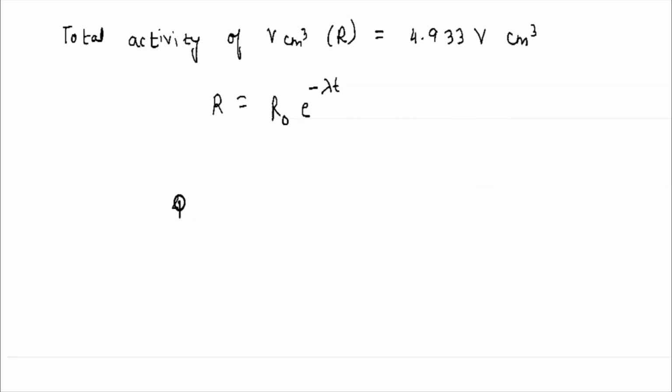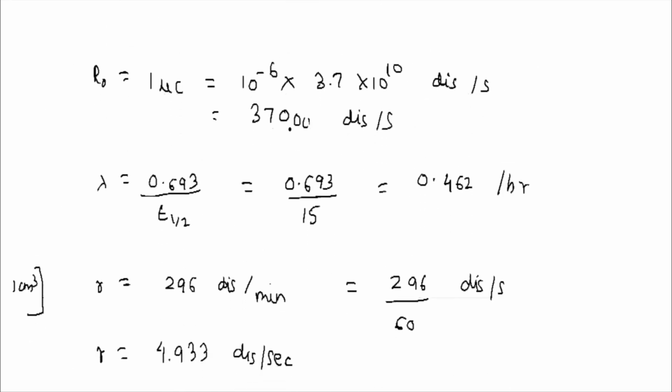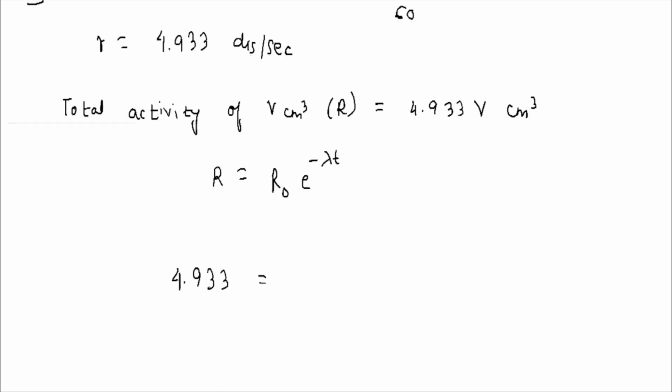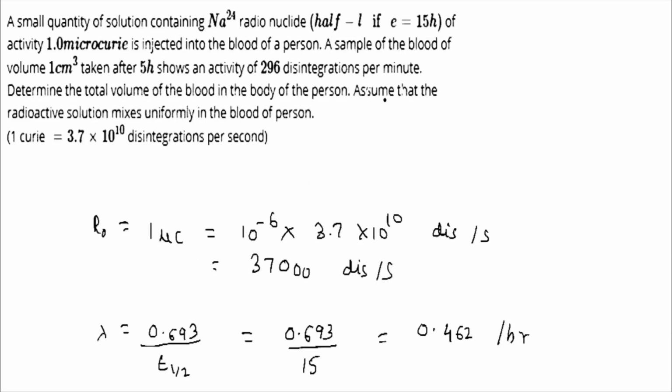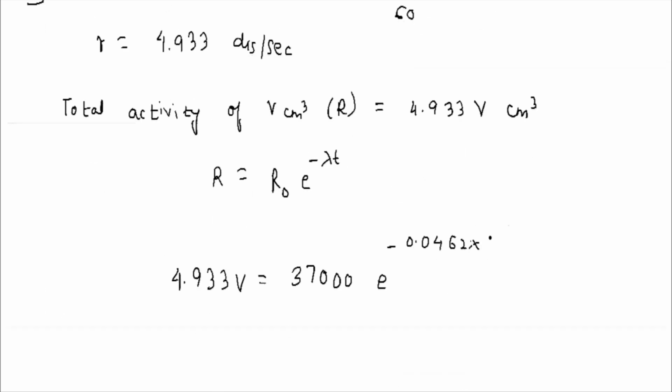So we can write it as 4.933 V. And what is the value of R naught which we have calculated? R naught value is 3700 disintegration per second. So we can write it as 37000 disintegration per second e to the power minus lambda, where the lambda value we have just calculated is 0.0462. This is the activity after 5 hours, so we multiply it by 5.